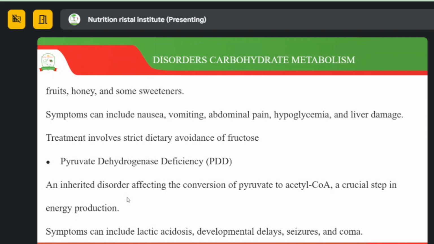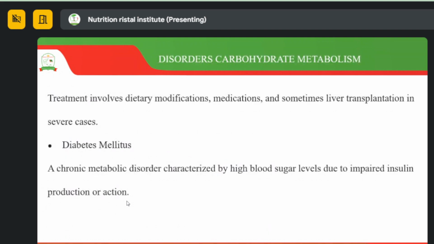Those are comas and seizures. You've seen so many people fainting and becoming unconscious at a given point. So those are exactly what we call seizures, those episodes of being unconscious.